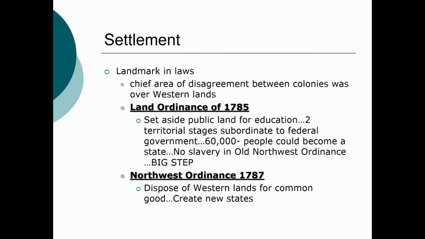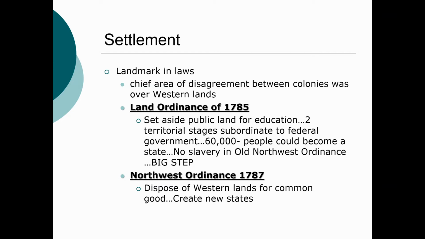They're going to pass 2 big laws, the Land Ordinance and the Northwest Ordinance. During the American Revolution, there was controversy over what was going to happen to the land west of the Appalachian Mountains, the Ohio River Valley. Some of the states, like Virginia, were claiming all that land for themselves, while some of the smaller states said nobody should get that land and it should be opened up to become new states, which is eventually what's going to happen. The Land Ordinance of 1785 is going to set aside public land for education.